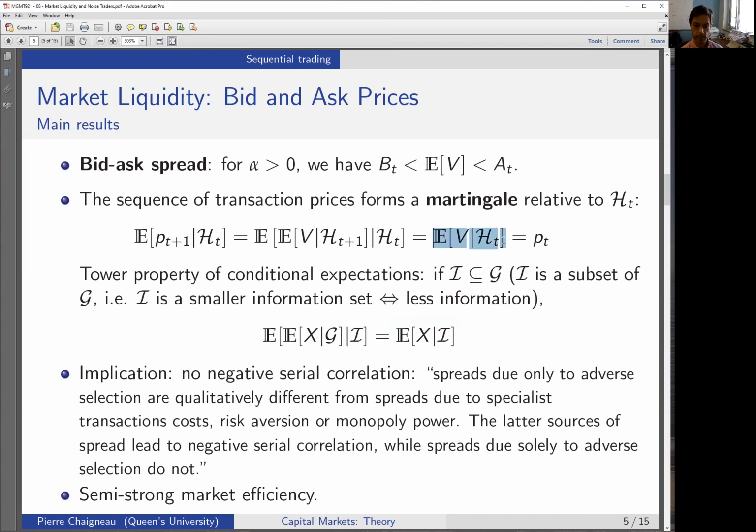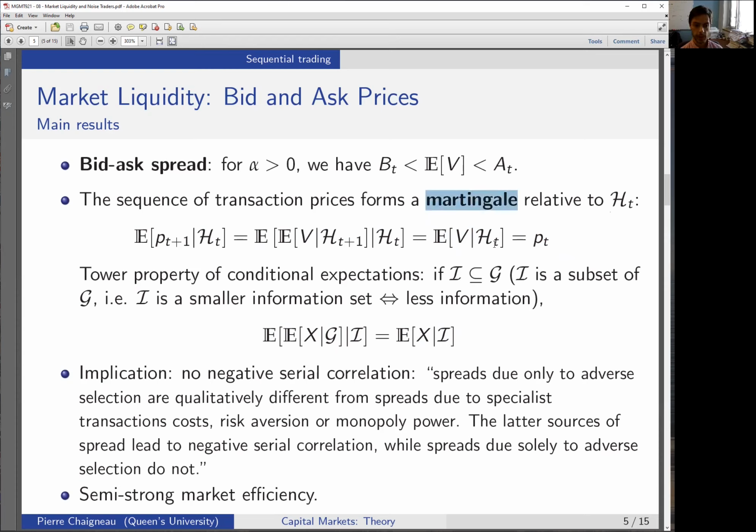But what is that? That's simply the stock price today. Now, the stock price today is the expected value of the asset conditional on the information we have today. Okay. So again, the expected asset price next period, conditional on the information we have today, is simply equal to the asset price today.